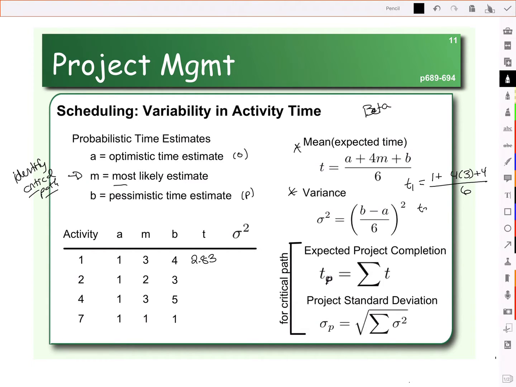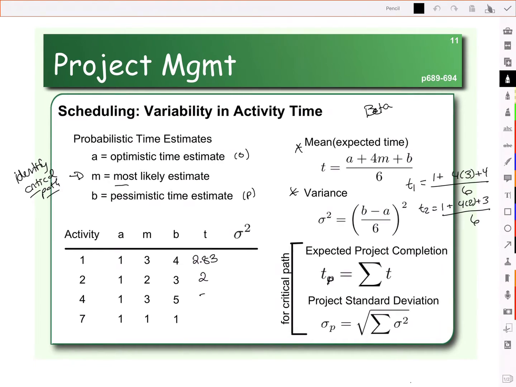So for activity 2, we would take 1 plus 4 times 2 plus 3. So 1 plus 8 plus 3 and divide the whole thing by 6. And that gives us a 2. We would do this to find the average or expected time for each activity, taking into consideration that there's variability in the times it might take. So take a moment and do it for activity 4 and activity 7. All right, so you should have found 3 for activity 4 and 1 for activity 7.